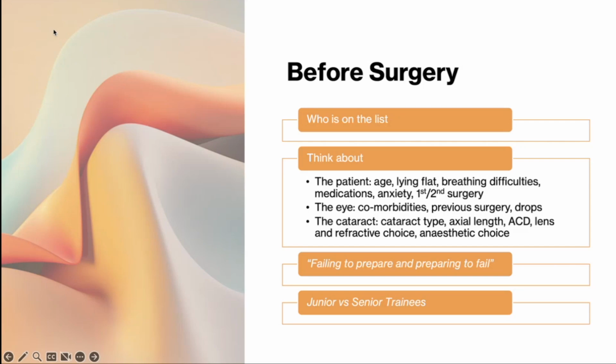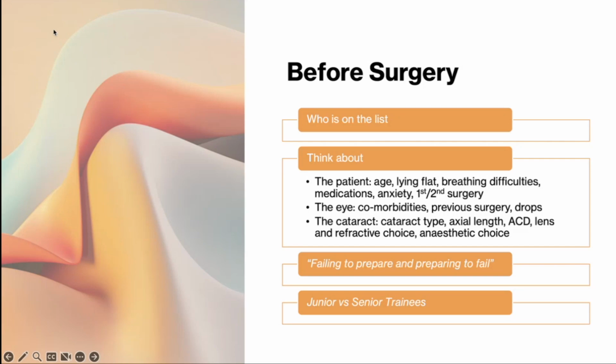So for each patient, what I always think about when I'm looking at the list is the patient itself. So the age of the patient: are they a 97-year-old who's got a single zonule, just trying its absolute best to keep its bag where it is? Is it someone who's particularly young, who's likely to be a bit more fidgety, who's likely to be a bit more nervous about the surgery? Are they able to lie flat? Is that something that has been documented, or is it something that's been flagged as an issue? Do they have any breathing difficulties, any COPD? What medications are they on?